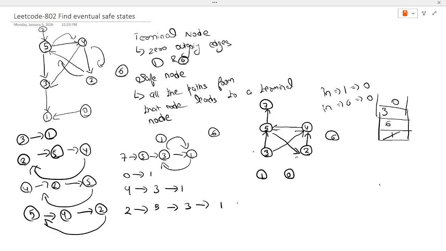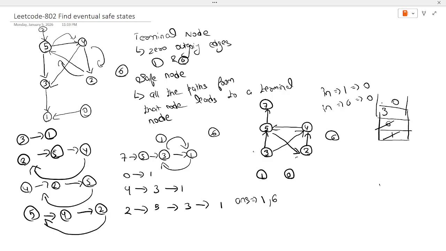Okay, so as of now our answer consists of 1. Now we will pop the next element from the queue and push it inside our answer, 6. So I will pop out 6, and 6 does not have any adjacent edges, so we will simply move on to the next element in our queue.